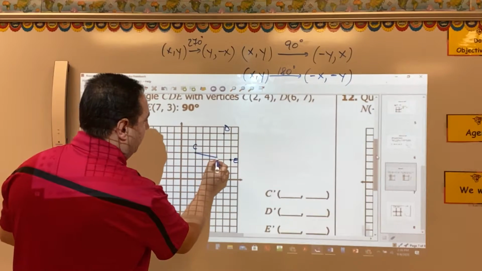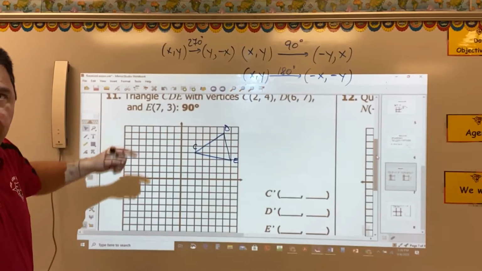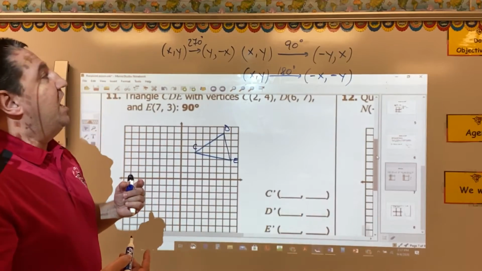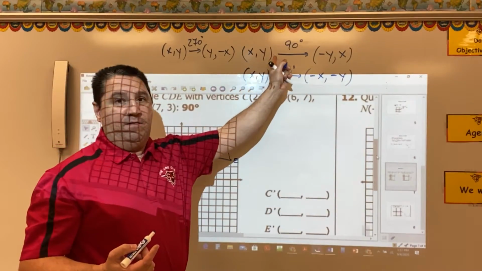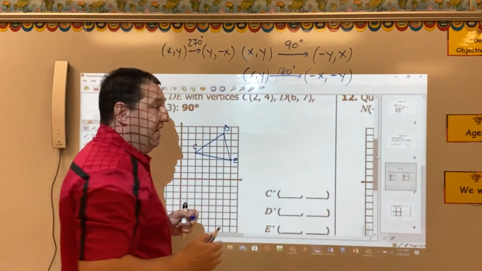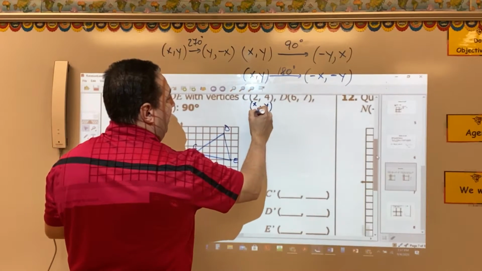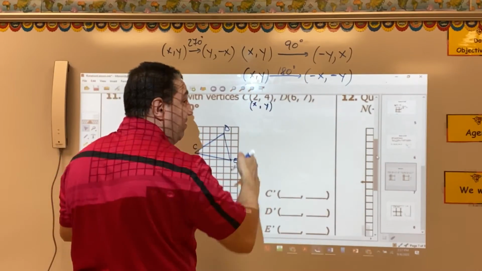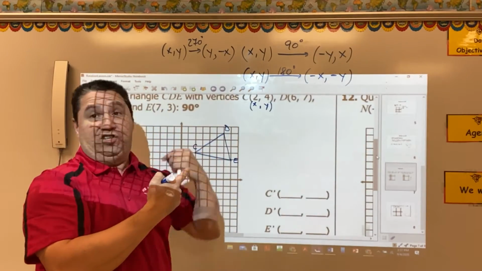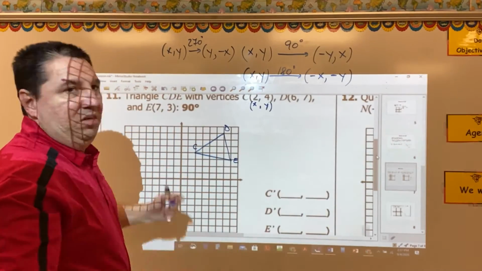Now we connect them. If we connect them, we get the triangle CDE. Now, we have to find the new coordinates by applying the rule of rotation of 90 degrees. Now, how do we find the new coordinates? By switching the place of the given coordinates and changing the sign of y. In other words, if y is positive, it becomes negative after a rotation of 90 degrees. If y is negative, it becomes positive. So we simply apply this rule.